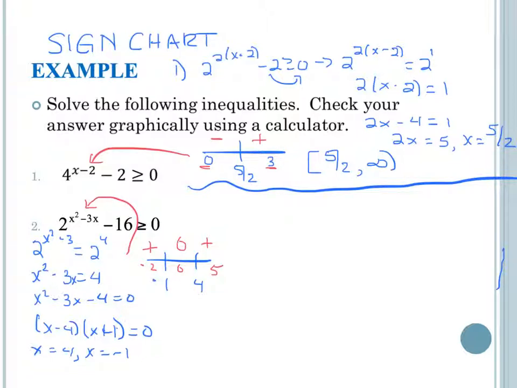So if I am looking for the intervals that are positive here, I would be going from -infinity to -1, and I'm going to include that because I have a greater than or equal to, together with the interval from 4 to infinity.